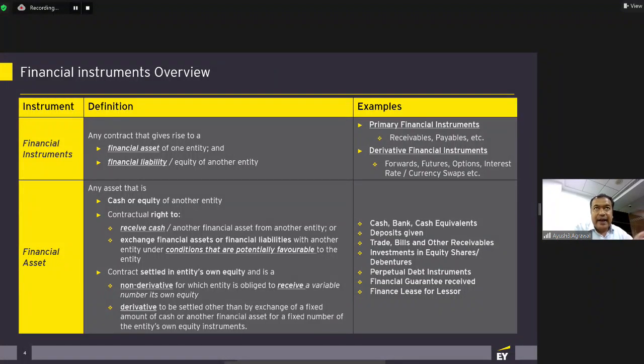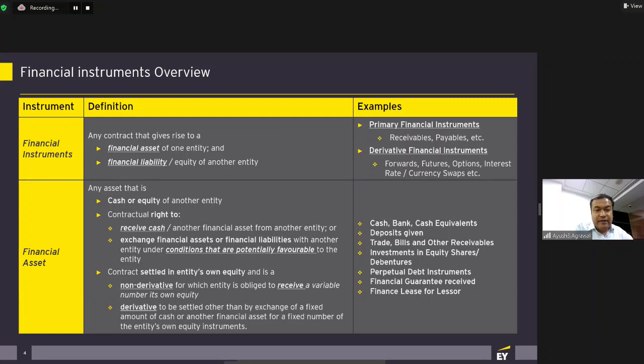Taking another example, an advance given to a supplier for purchase of machinery or for purchase of raw material or inventory. That is not necessarily a contractual right to receive cash. It's a contractual right to receive products, and that's where it's not a financial asset. So very important to see that where there is a contractual right to receive cash or another financial asset, that contract is a financial asset. If there is no contractual right to receive cash, there is no financial asset in existence.